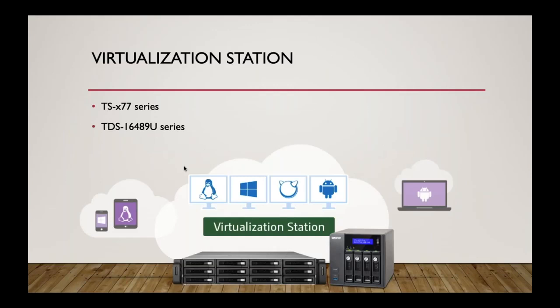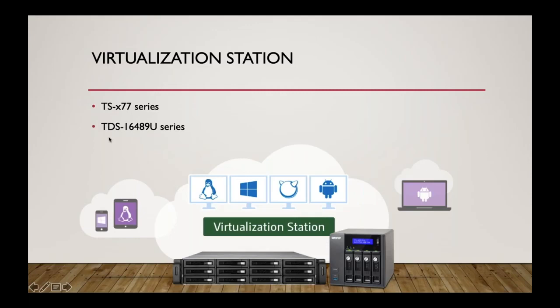So if you want a NAS for Virtualization Station, you basically want a NAS with a whole lot of CPU power. Our 77 series can go up to an 8-core, 16-thread Ryzen, so that has pretty good CPU power. And our TDS 16489U can go up to 2 10-core Xeons.